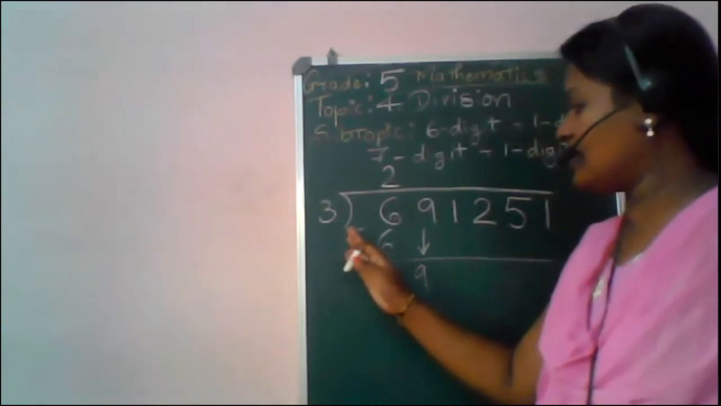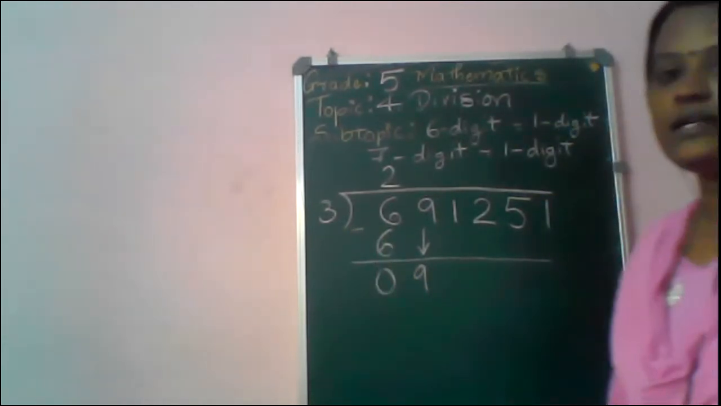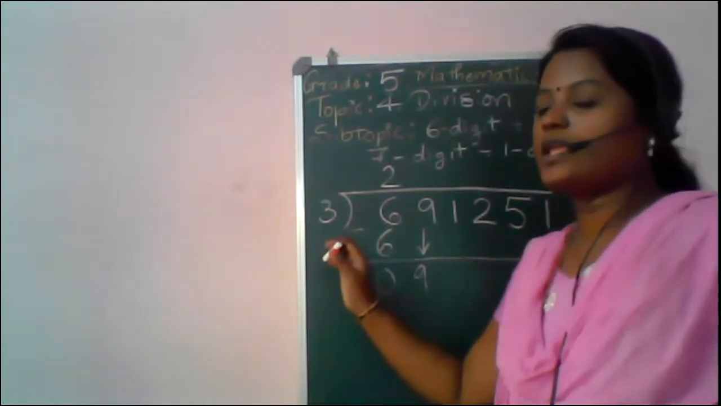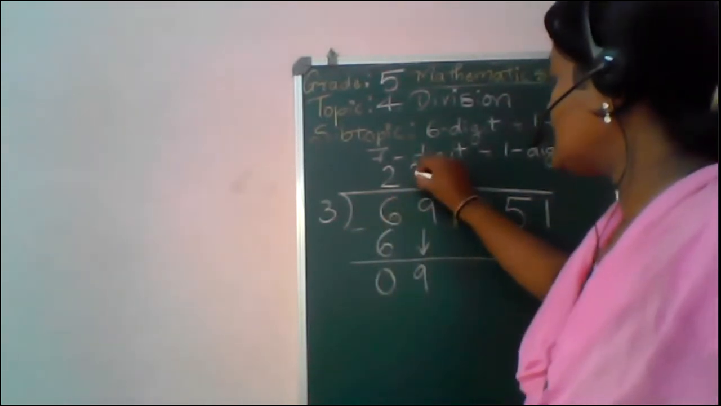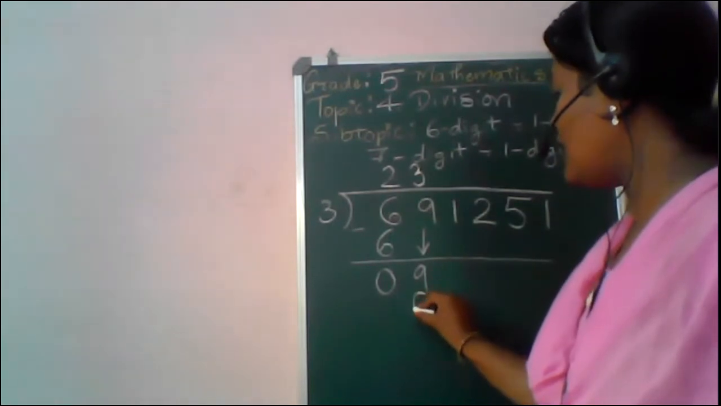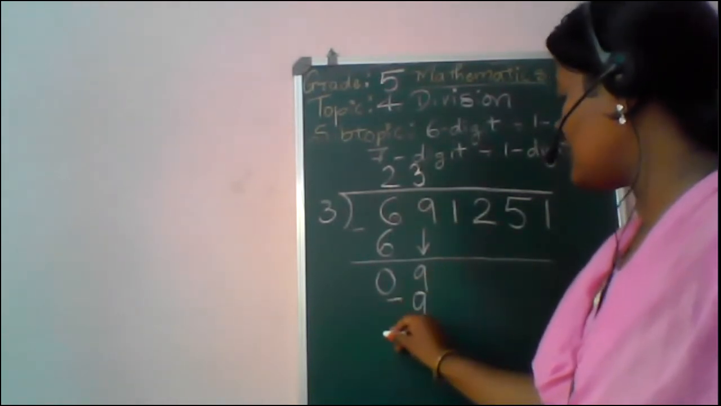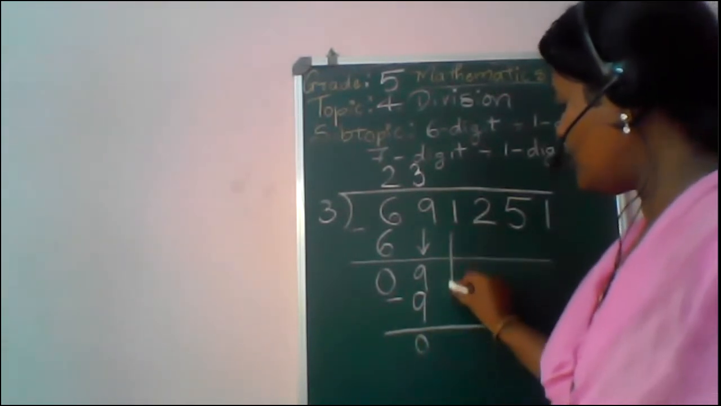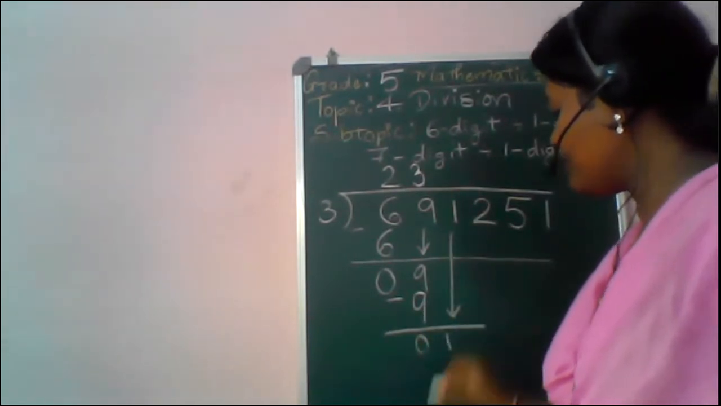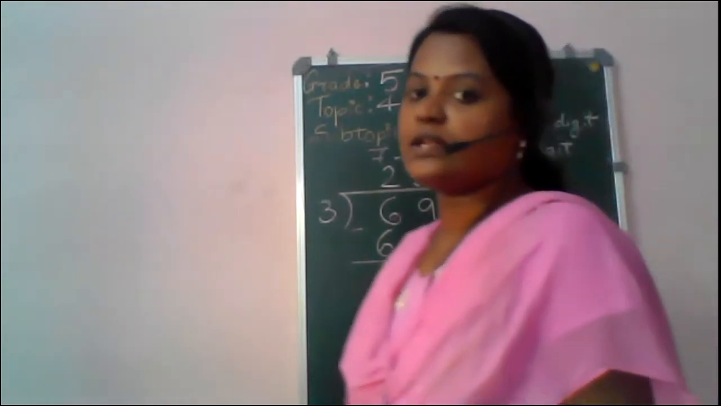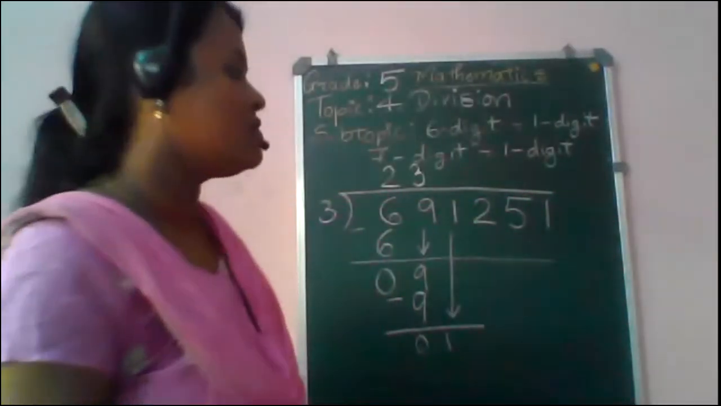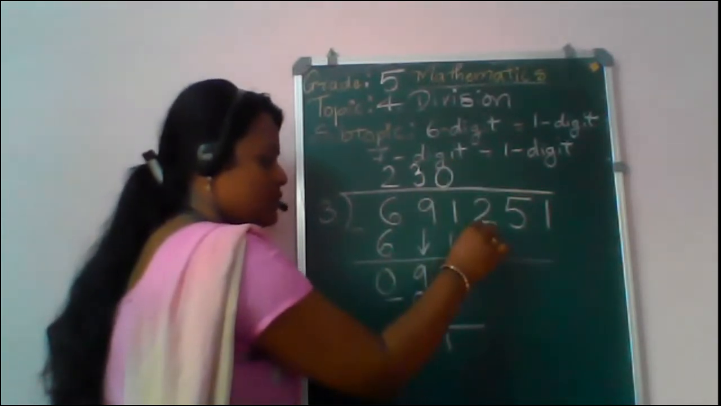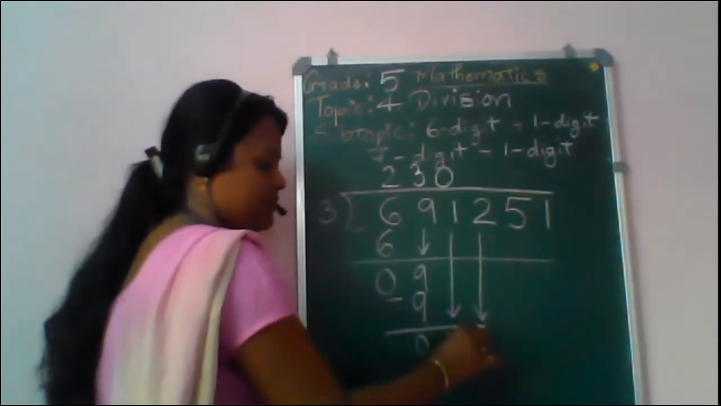When we compare 3 with 9 again, 9 is a greater number. So check dividing 9 by 3. We get 3, 3 threes are 9, and then again subtract. We have the remainder 0. Bring down the next digit 1. Since 1 cannot be divided by 3, we need to place 0 on top in order to bring down the next digit, that is 12.